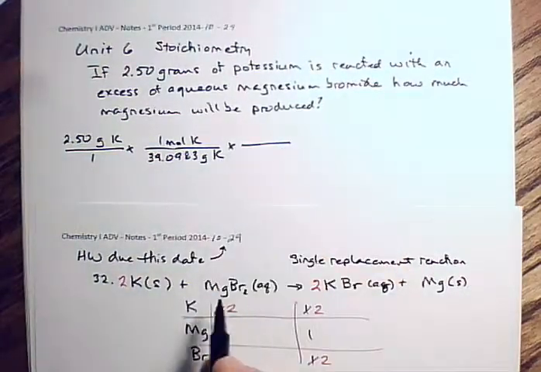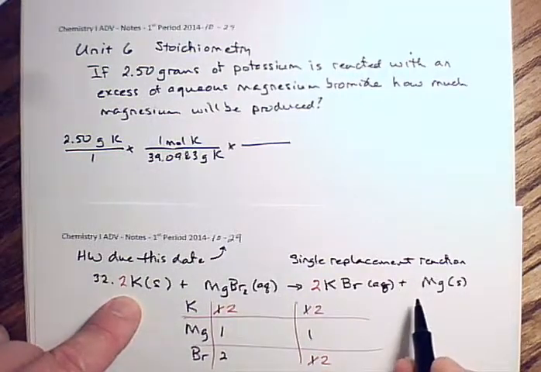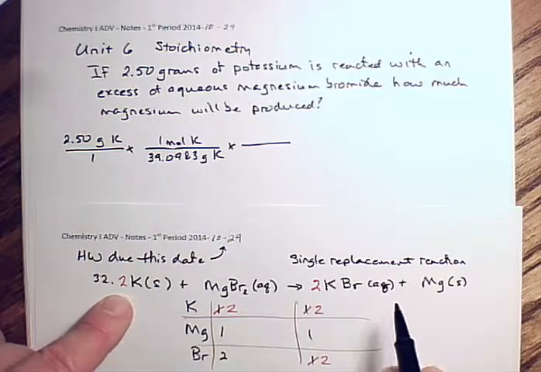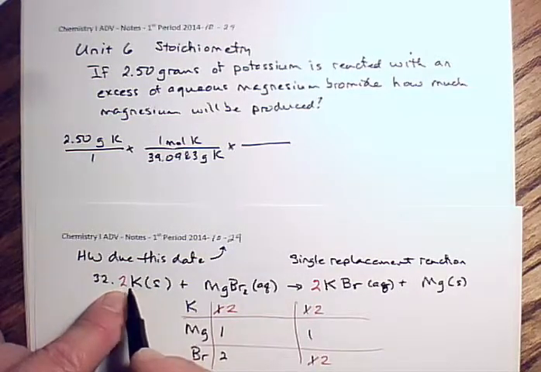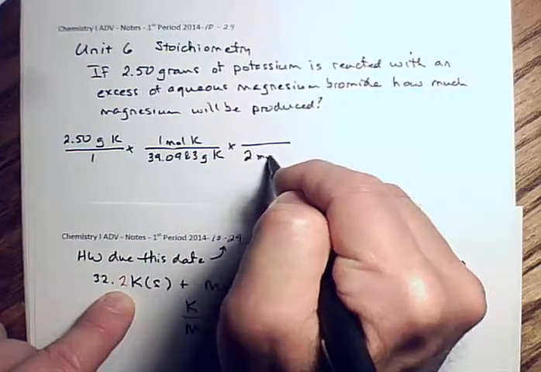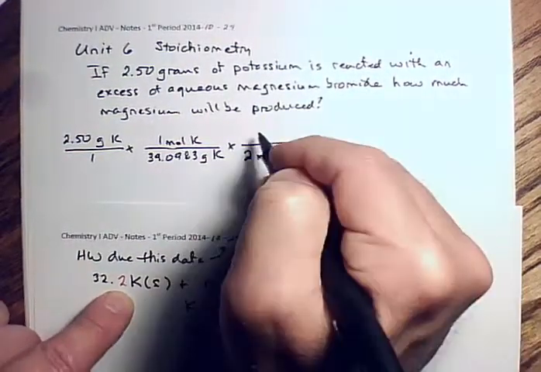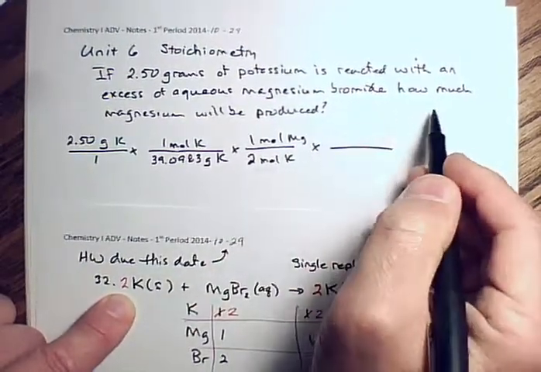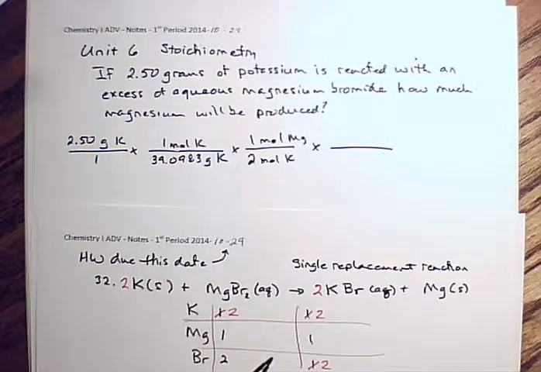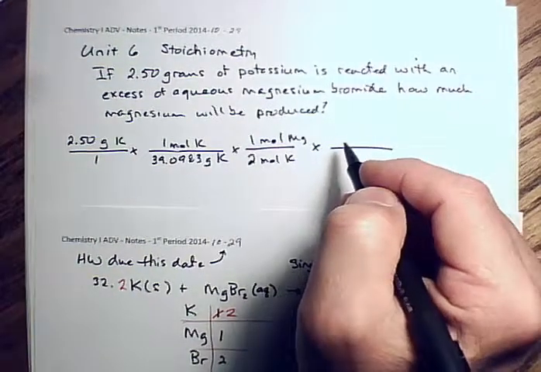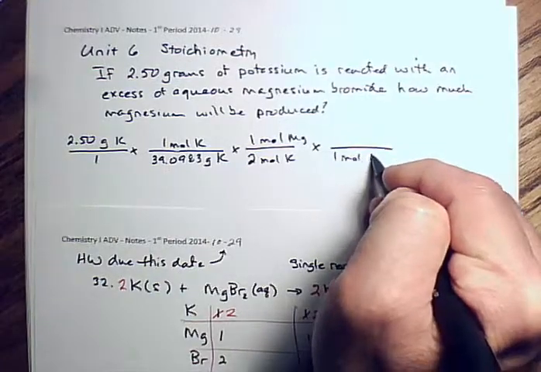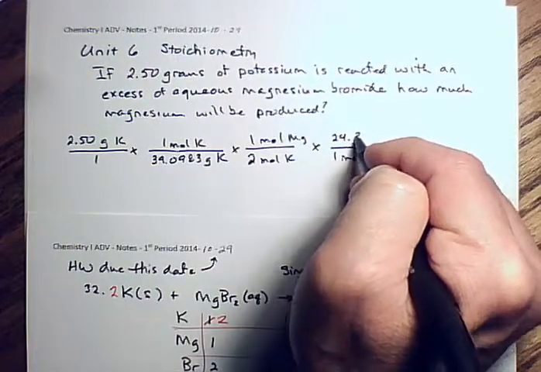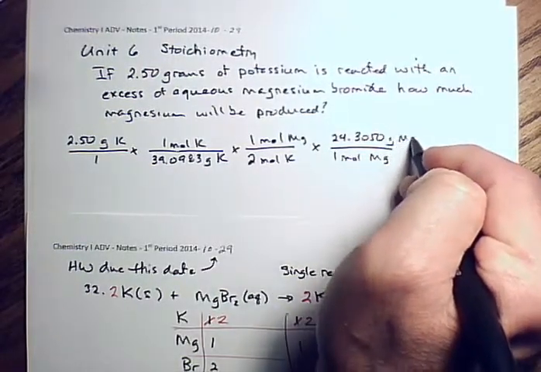And then I need a molar ratio from this balanced equation. This is why stoichiometry requires a balanced equation. If the equation is not balanced, you can't do the stoichiometry correctly. I have 2 moles of potassium here on the left. I'll put that 2 moles of potassium on the bottom here, the 1 mole of magnesium on the top here. And then, in order to find out how much, I've got to convert moles to grams, and I'll use the molar mass of magnesium. So 1 mole of magnesium is equal to 24.3050 grams of magnesium.